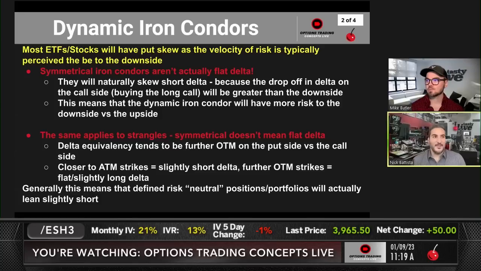And this is more so the case with wider iron condors, 20, 30, 40 points wide, relative to something that's like 5 or 10 points wide, where your delta change is very negligible.